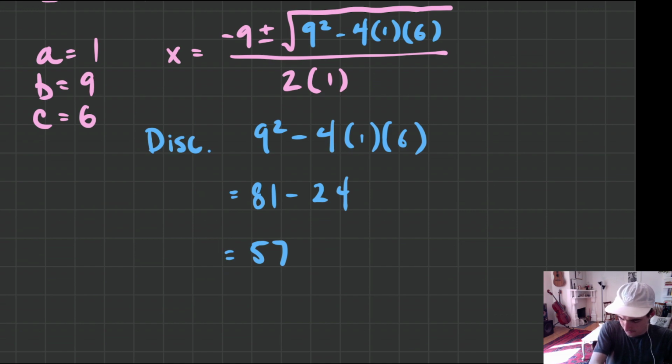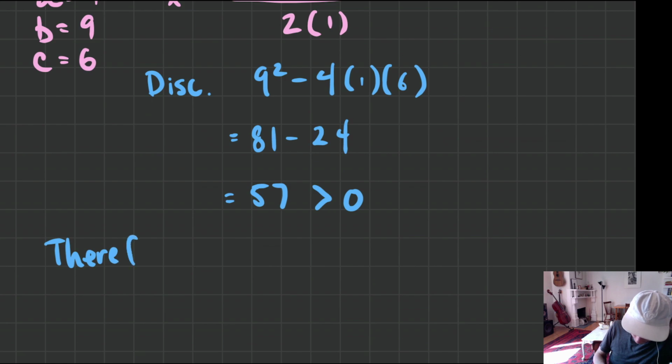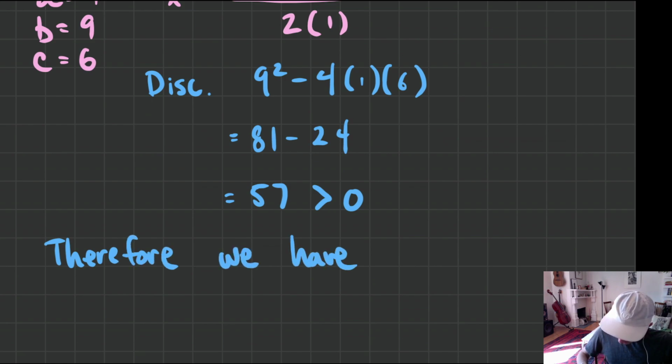So in this case, since the discriminant is greater than 0, therefore we have exactly 2 roots. We had a positive discriminant, and that means that we have 2 roots. Let's quickly go and graph that.